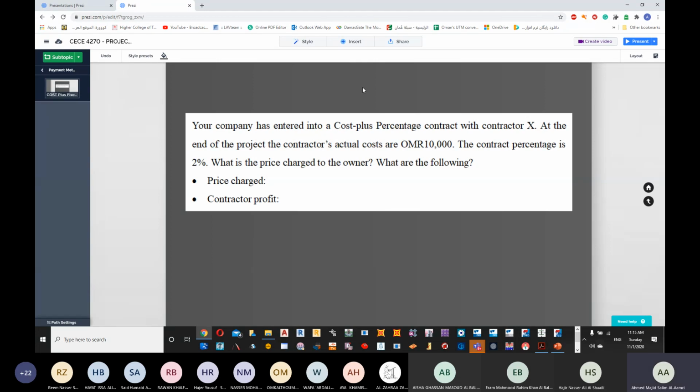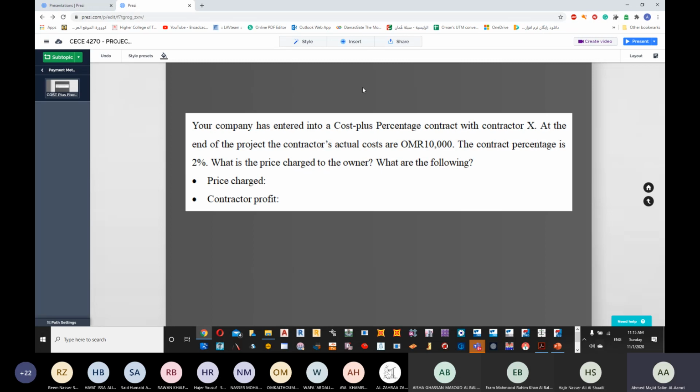Okay. So it's going to be 10,200. 10,000 is for the facility or the project itself. 200 is the profit of the contractor. So I'll pay 10,200, and the contractor profit is 200 riyals.